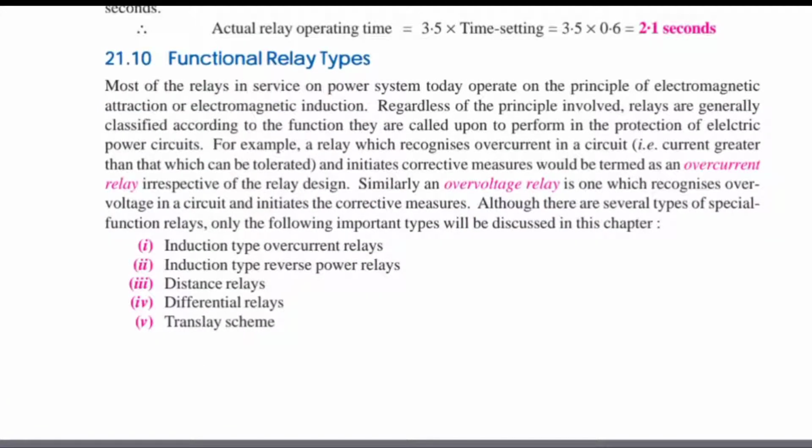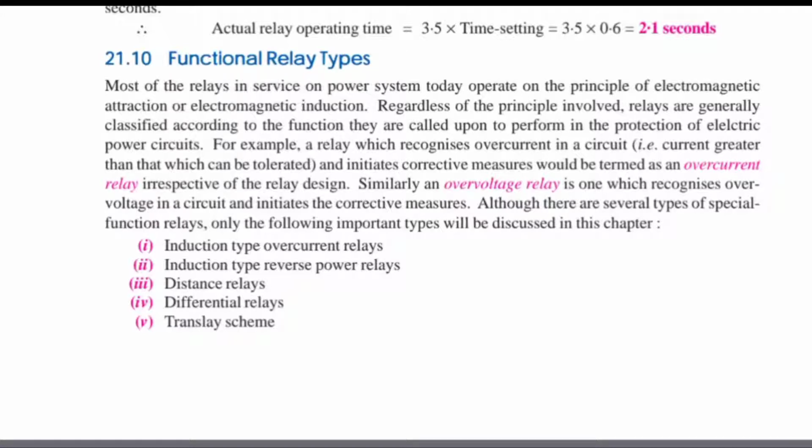What do functional relays mean? Up to now we classified different types of relays according to construction, that is, the construction and principle of working. Now we go for functional relays, classified according to function, regardless of the construction of the relay. For example, a relay which recognizes overcurrent in a circuit, greater than the pickup current, will operate; that is known as an overcurrent relay. Induction relays can be used as overcurrent relays.